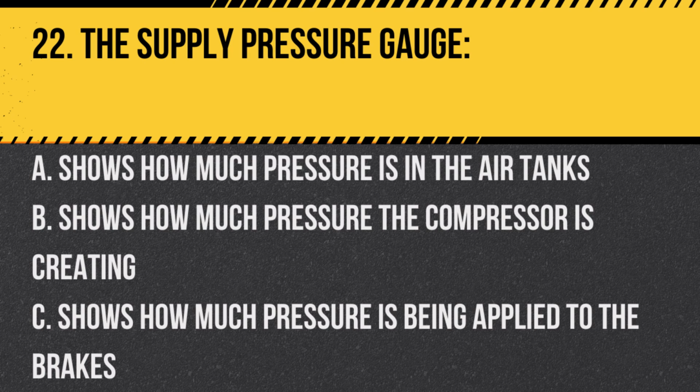Question 22. The supply pressure gauge. A. Shows how much pressure is in the air tanks. B. Shows how much pressure the compressor is creating. C. Shows how much pressure is being applied to the brakes. Answer. A. Shows how much pressure is in the air tanks. It indicates available air for braking.